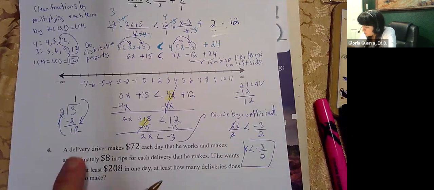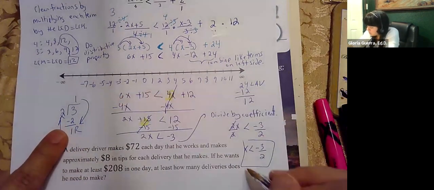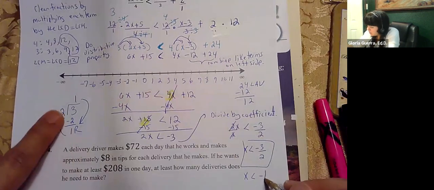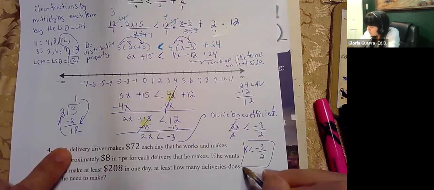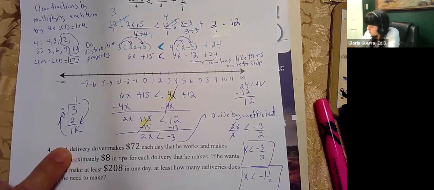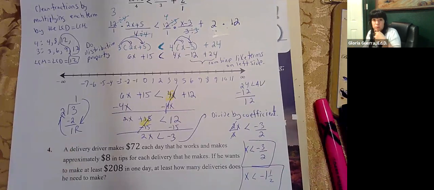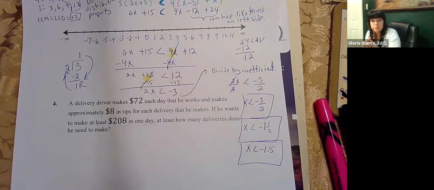So, remember it goes counterclockwise. So x is less than negative 1 and 1/2. These are all valid solutions. Or if you do a decimal, I believe that would give you x is less than negative 1.5, even as a decimal. So for our graph, 3/2.